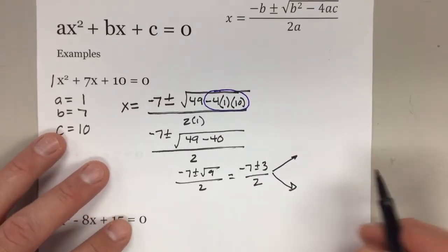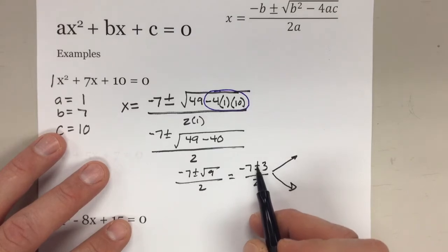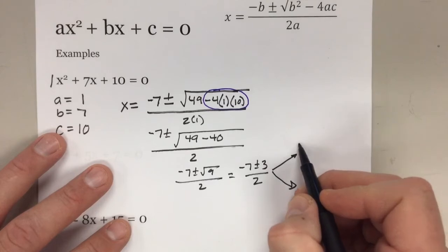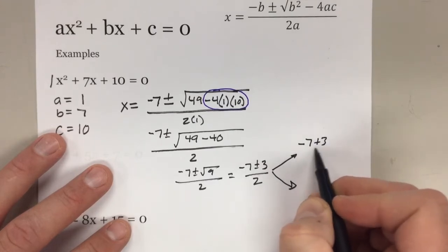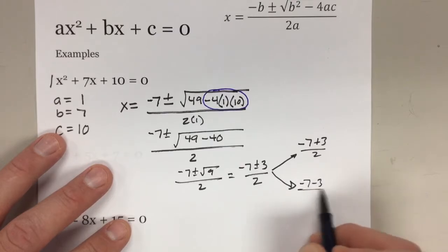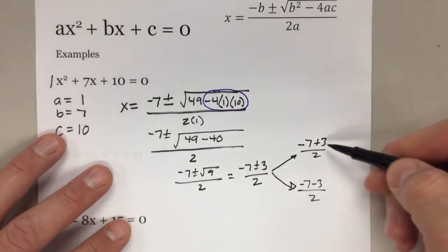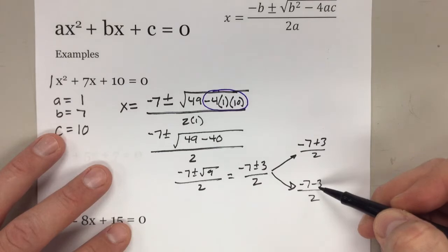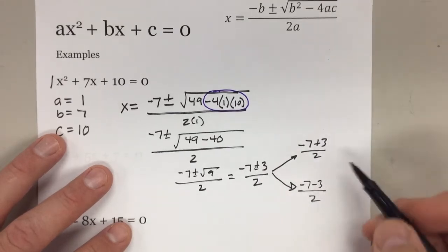you have to solve two equations. Once with adding these two together and once with subtracting these two together. So up here, I'm going to write negative 7 plus 3 over 2. And down here, I'm going to write negative 7 minus 3 over 2. So one equation has plus, one equation has minus. That takes care of the plus minus.